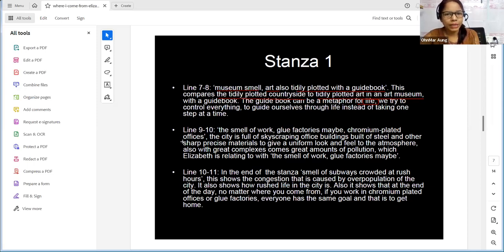What does it mean? Chromium plated offices. It means that the city is full of skyscraping office buildings. In the city, there are a lot of offices that we could not see in the countryside. So full of skyscraping means tall buildings, made of steel and other sharp, precise materials to give a uniform look. So some buildings are quite the same, you know. It is called uniform look. And then the buildings are built with steel or some precise materials. So the main thing is about skyscrapers.